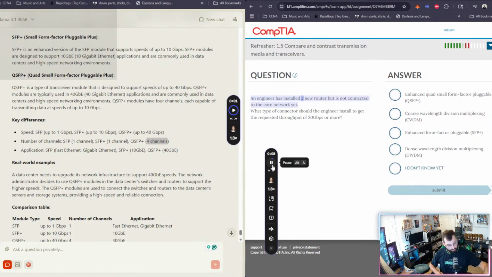An engineer has installed a new router but is not connected to the core network yet. What type of connector should the engineer install to get the requested throughput of 30 Gbps or more?